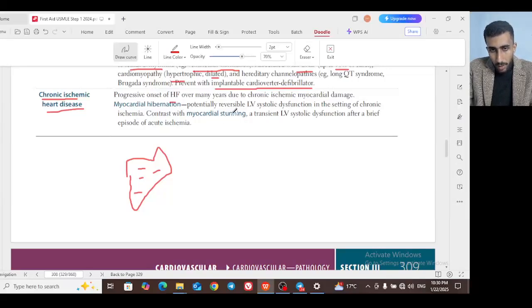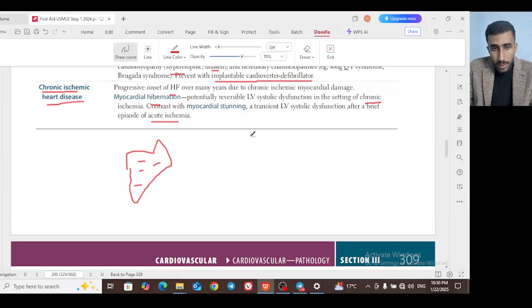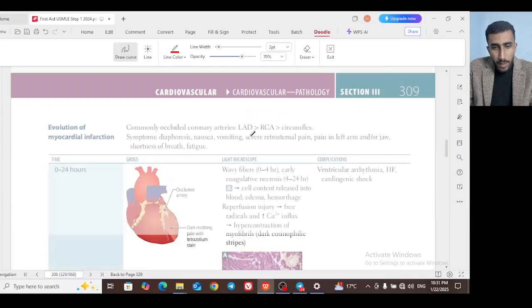On the level of cells, there are myocardial hibernation and myocardial stunning. Both of them are LV systolic dysfunction, but hibernation is in the setting of chronic ischemia, while stunning is in the setting of acute ischemia. Myocardial hibernation is potentially reversible LV systolic dysfunction in the setting of chronic ischemia, but myocardial stunning is also transient LV systolic dysfunction, in the setting of acute ischemia.